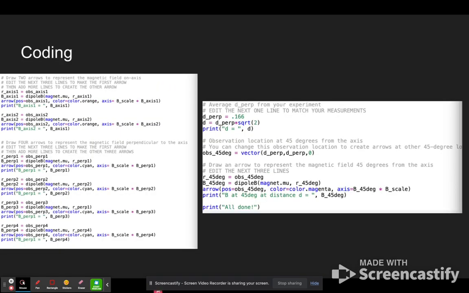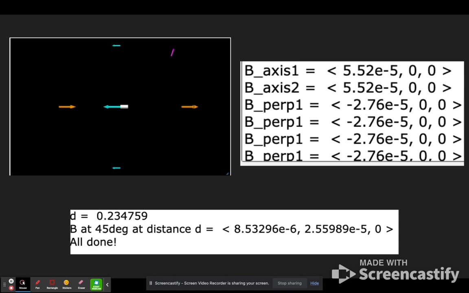Here's the coding. We're drawing the magnitude and direction in the form of arrows at these positions, as I mentioned in the previous slide, on the left side. And on the right side, we are drawing the magnetic field at locations 45 degrees from the magnet. Here's the picture that we got. As you can see, this is accurate to what we would expect, except for the 45-degree angle magnetic field. It should be pointing in the negative x and negative y direction. You can see here are the magnetic fields at certain places.